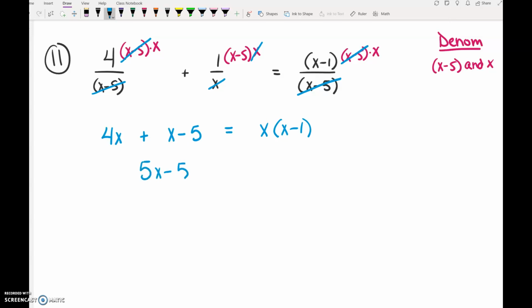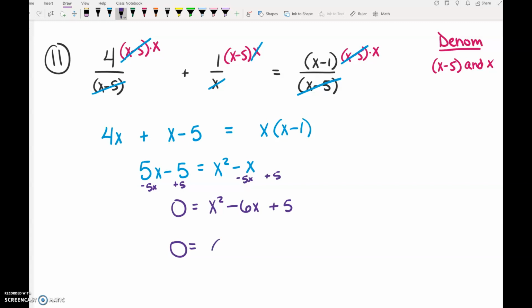So if we combine our like terms, how would we solve this one? We would need to get 0 on one side so that we can factor and solve. So 0 equals x squared. We're subtracting 5x on both sides, so we have minus 6x. And we're adding 5 on both sides, plus 5. You would need to factor and solve and check your solution.